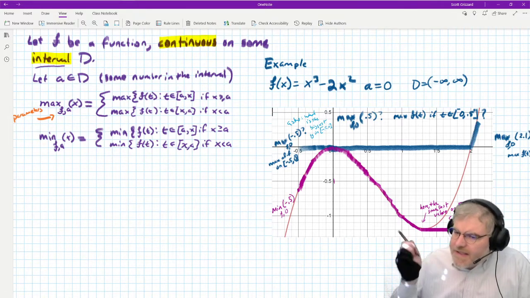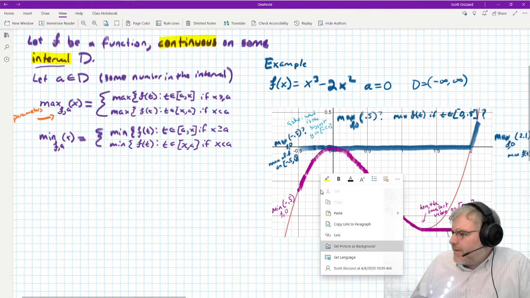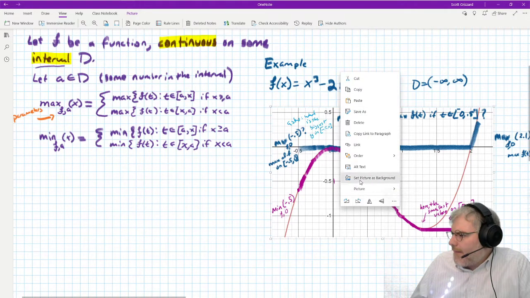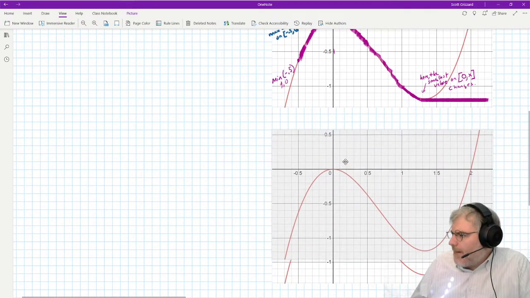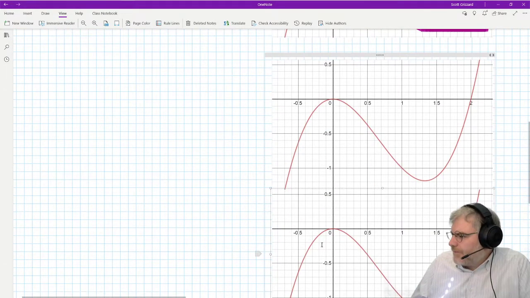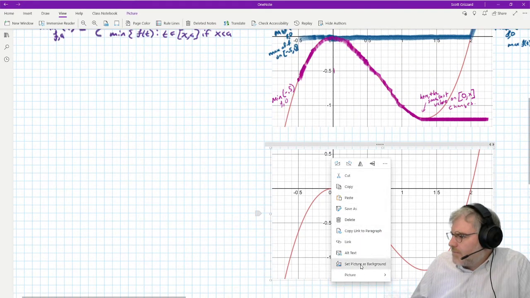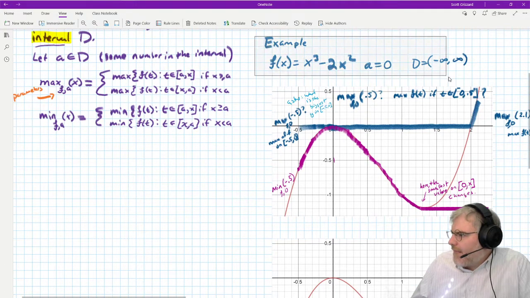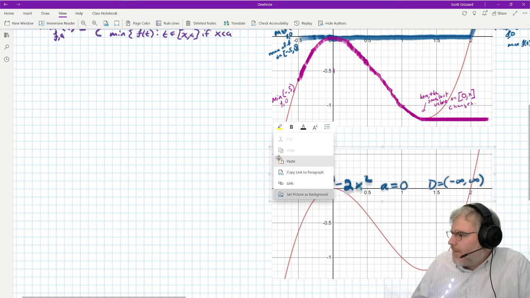Okay. Let's see what happens when I change the base point. Okay, let's change the base point. Same function. Exact same function. Exact same interval. But let's change the base point.